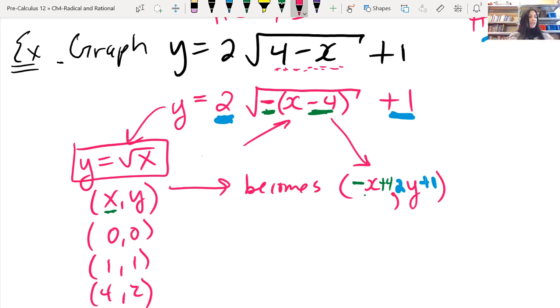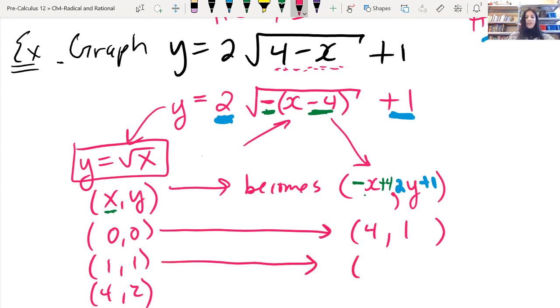So in order to make sense of this, I'm going to take my point 0, 0, and I'm going to come up with a new point. If I had 0 and I plug it into here, I'd just get negative 0 plus 4. So my x value becomes 4. If I take my y value of 0 and plug it into here, I'd have 0, because that just wipes it out, plus 1. So I'd have the point 4, 1.